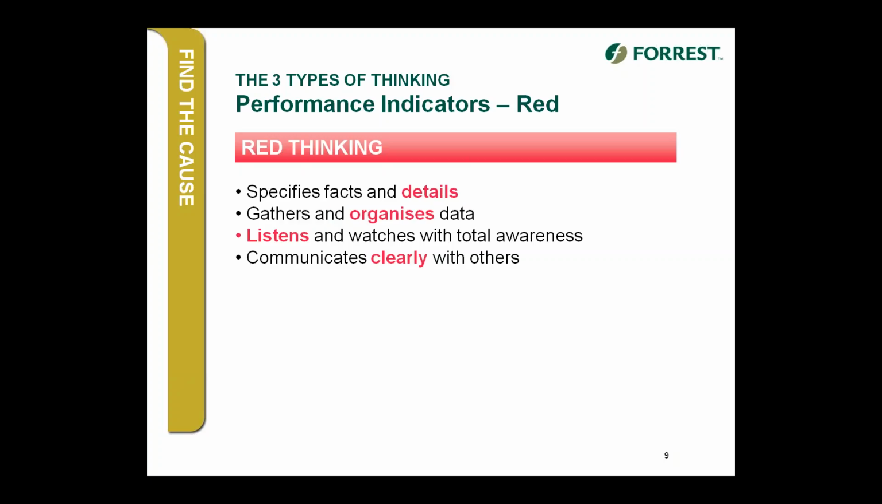For red thinking, it's about being very specific and detailed. It's also about gathering and organizing data so that it can be found, but also organizing it so that you can realize what data you might be missing and find the holes and then go out and plug them. The softer side of the red thinking is about being completely aware of your surroundings. So listening and watching for body language.